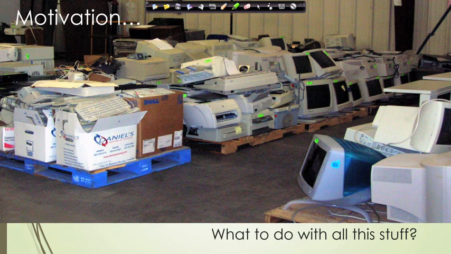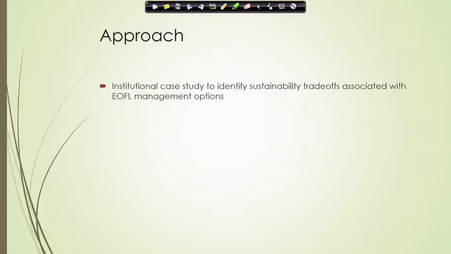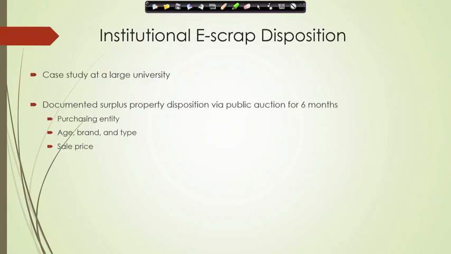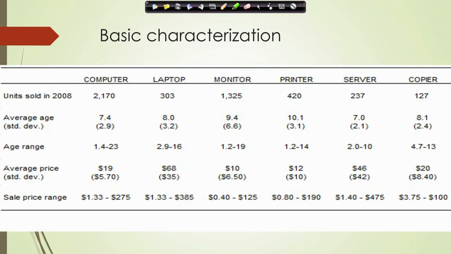So, if you are running an institution, or if you are in a college or a university, you produce a lot of electronic waste. The question is what to do with all this stuff. So, the approach is to look at the sustainability trade-off associated with end-of-life management options, then a benchmarking survey, and then broader implications. We will look at a case study at a large university, and we will talk about documented surplus property sold via public auction for 6 months. So, there is a purchasing entity, age, brand and type, and the sell price.